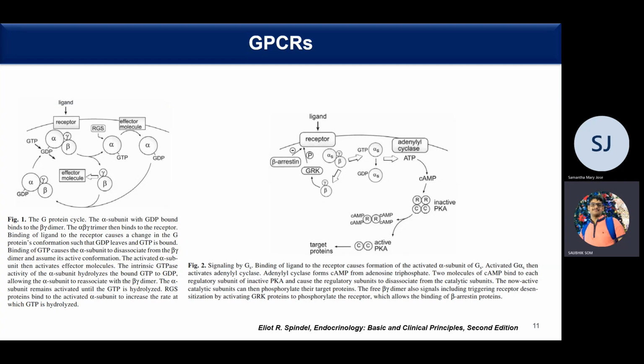As you can see here, that the G protein coupled receptors, there will be alpha beta gamma subunits where the GTP exchange is happening. And as you can see there, the alpha GTP is activating the effector molecule, in this case the adenylyl cyclase. The adenylyl cyclase then activating the cyclic AMP. The cyclic AMP is activating the inactive protein kinase A to become the active protein kinase A.